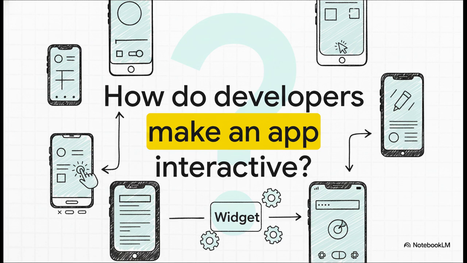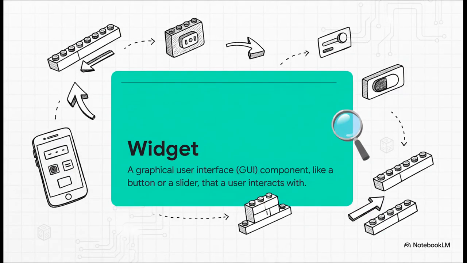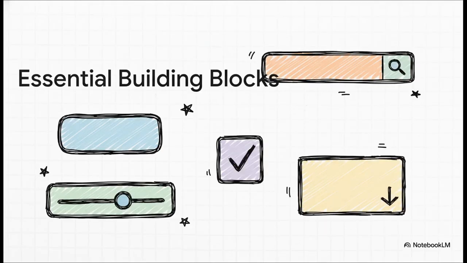Well, the answer comes down to something called a widget. A widget is pretty much the most basic building block of any app screen you've ever used. It's a pre-built little piece of the interface designed for one specific job. Think of them like digital Lego bricks that developers snap together to build the app. So you know that submit button, or a search bar, or a volume slider, a checkbox, a drop-down menu? Yep, those are all widgets.